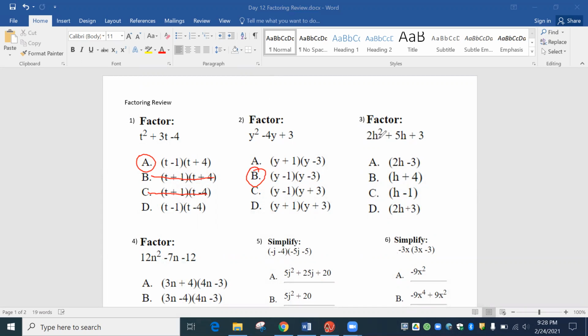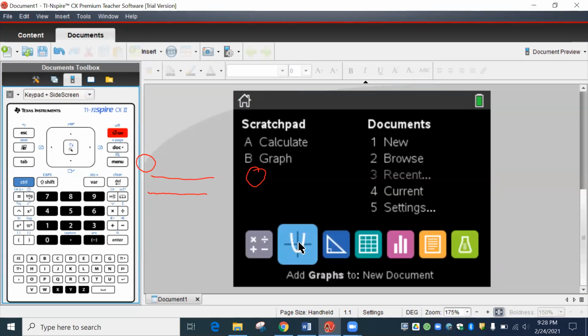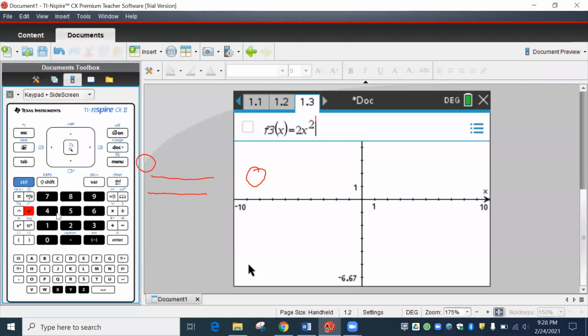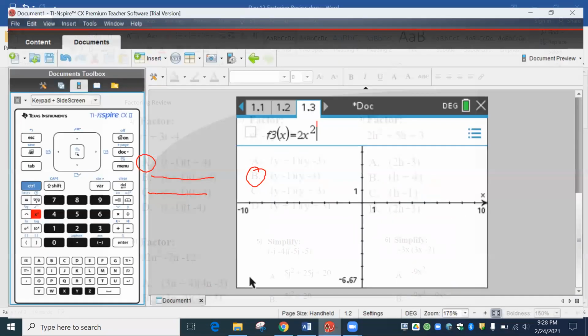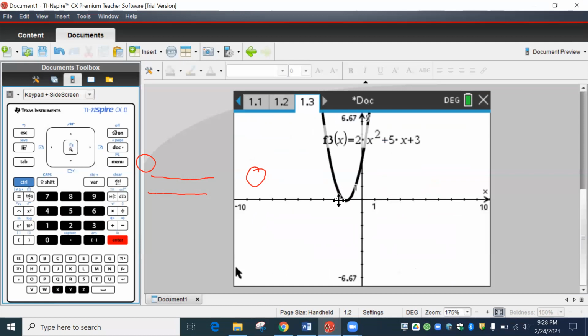All right, so I'm going to type this in. There's no equal sign, so I'm going to type this in. So we'll go open up a brand new graph. And I think it said 2x squared. No, I think it said h, but 2x squared plus 5x plus 3. So plus 5x plus 3. Hit enter. Okay, it looks like it just touches one time.